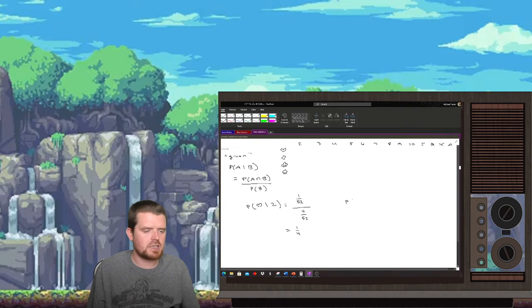Let's look at a different example. Probability of drawing a king given that it's a heart.